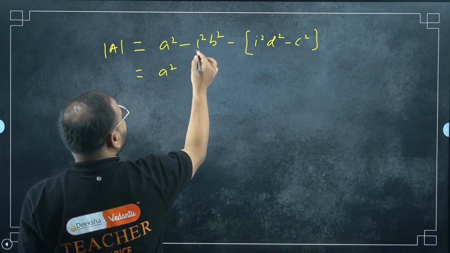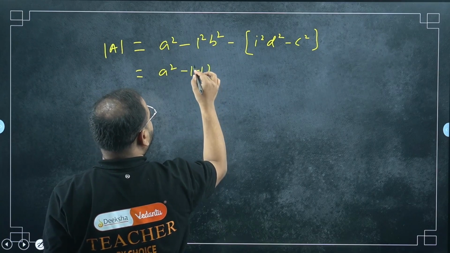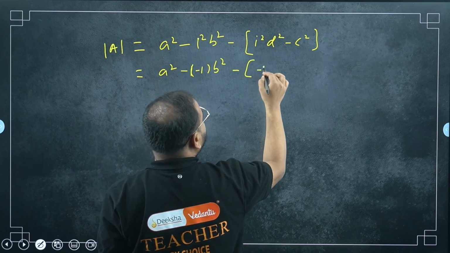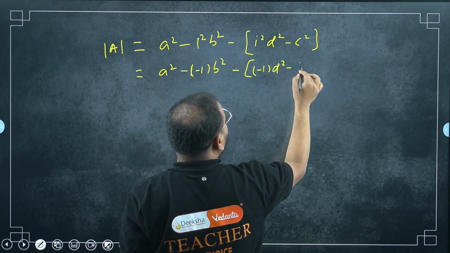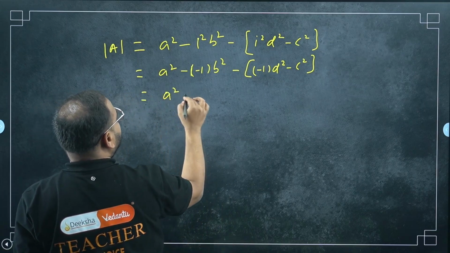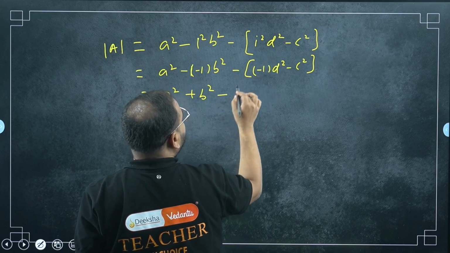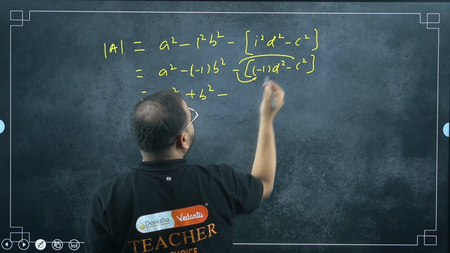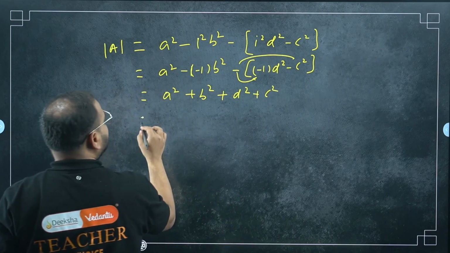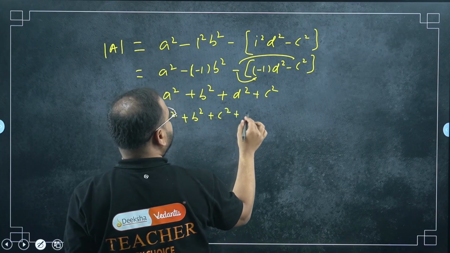a square, i square is what? i square is minus 1, no? So minus in times of minus 1 and b square. Over here same thing. This is what? Minus 1 times of d square minus c square. Okay. What is this going to be? a square. This will become plus b square simply. And if I take this negative inside for both the terms, it becomes what? Plus d square plus c square. If I arrange it, I get what? a square plus b square plus c square plus d square.